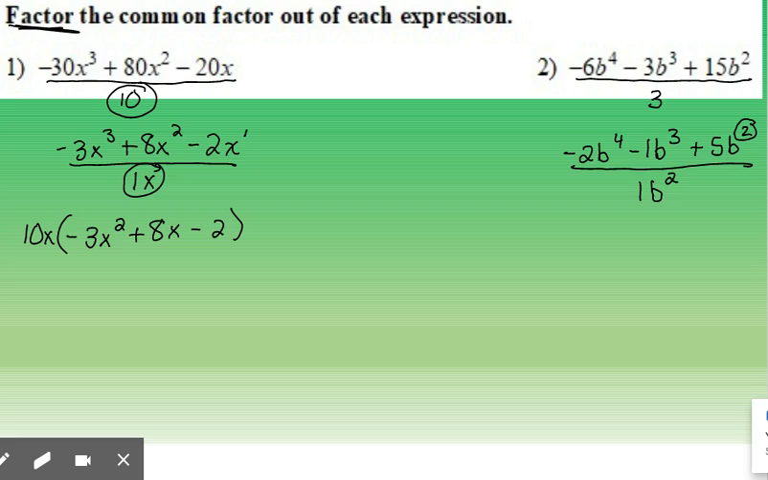Okay, so let's go ahead and divide that out. That's going to give us negative 2. Dividing a b squared from b to the fourth, I am left with b squared. B to the third divided by b squared, I'm left with negative b, or negative 1b, you may have written. And 5b squared divided by b squared is just positive 5. That goes in parentheses. And then remember, these multiplied together go on the outside. So 3 times 1b squared is 3b squared.